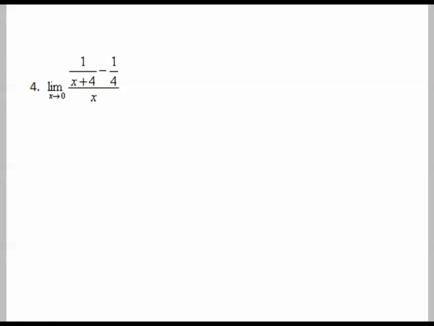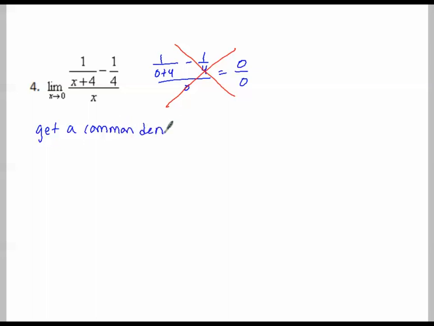Here is an example of when we tried direct substitution. 1 over 0 plus 4 minus 1 over 4 over 0. That makes 0 over 0. Direct substitution fails. So we are going to try getting a common denominator and simplifying it into one fraction. So get a common denominator to simplify.